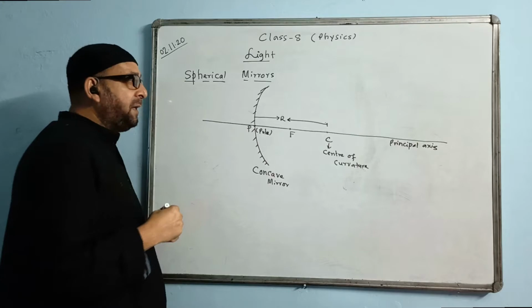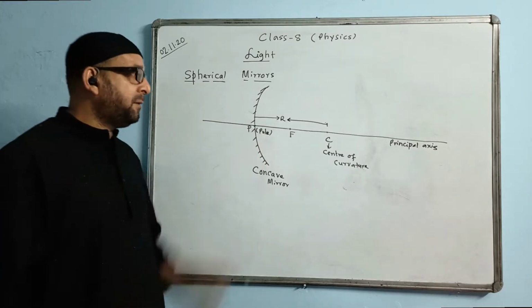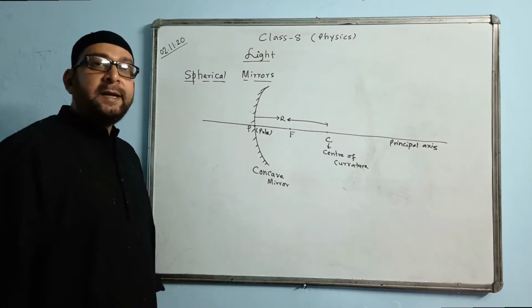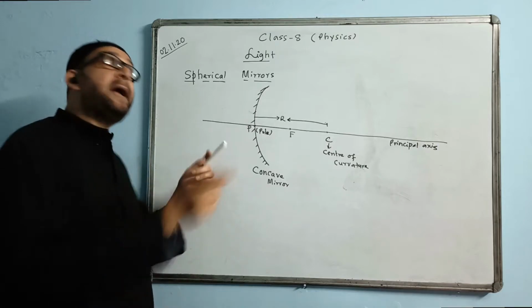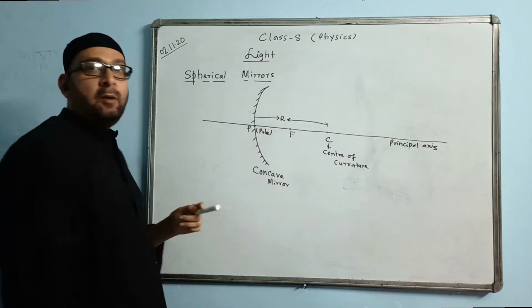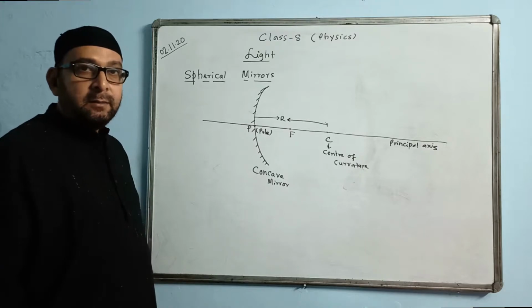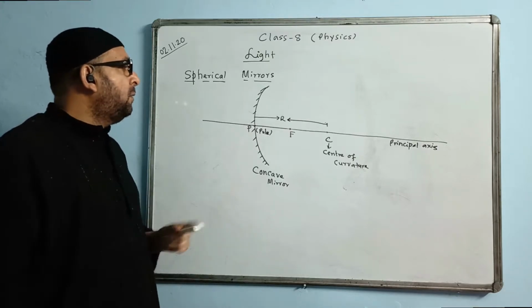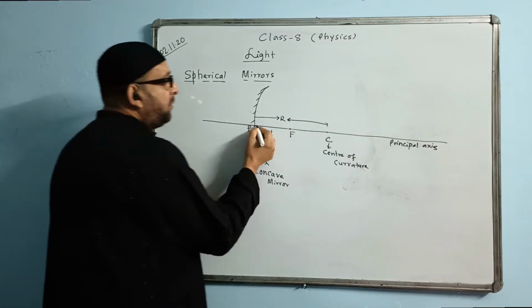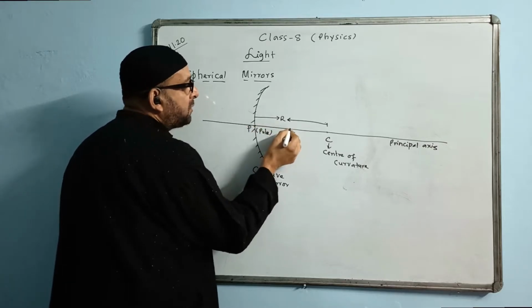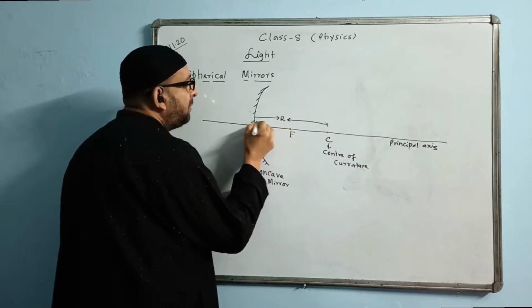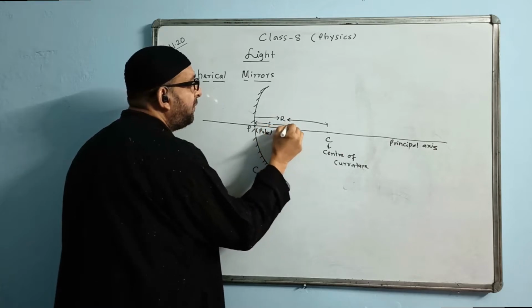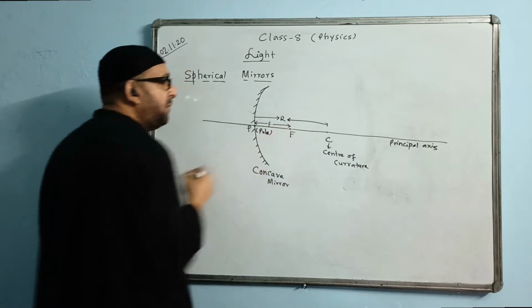This distance is called radius of curvature, denoted by R. What is radius of curvature? It is the radius of that sphere of which the given mirror is a part. This distance between the pole and the focus is called focal length of the mirror and is denoted by F.